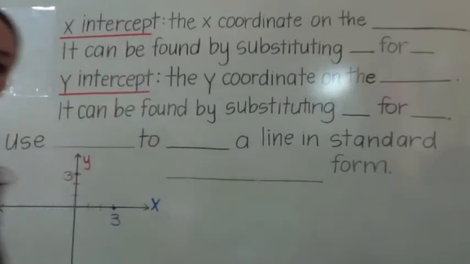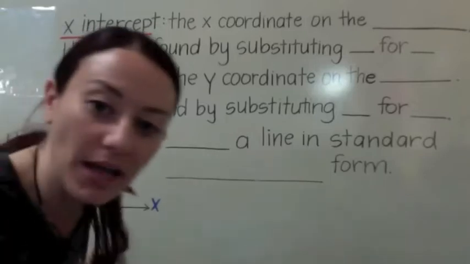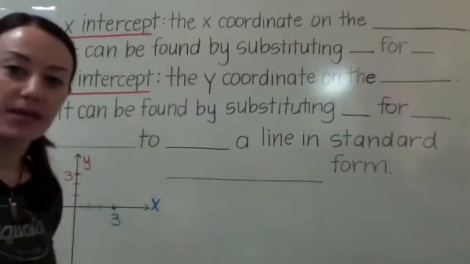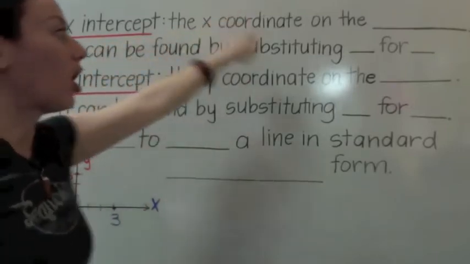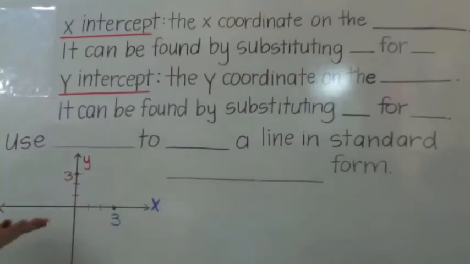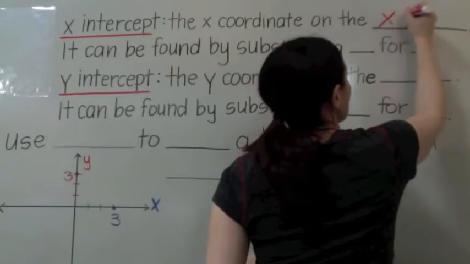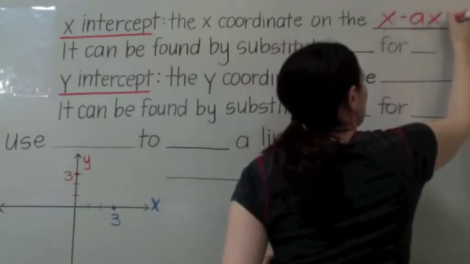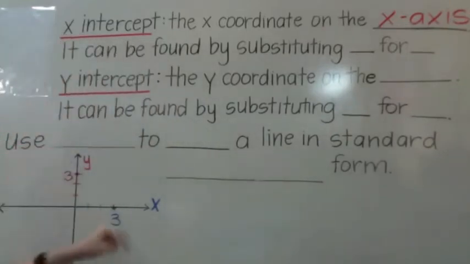So if we take a look at this graph right here, you have a point, which is 3, which is intersecting what axis is this? This is the x-axis, right? This would be known as an x-intercept. A what? X-intercept. So what does that mean? The x-intercept is the x-coordinate on the, which axis is this again? It's the x-axis, okay? So an x-intercept is actually going to be on the x-axis, or the line would intersect at the x-axis.